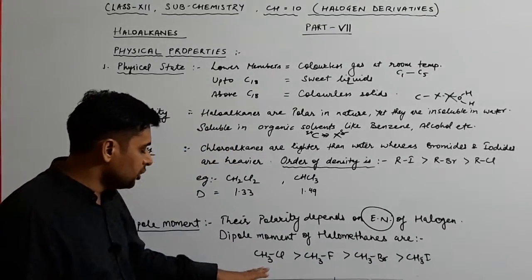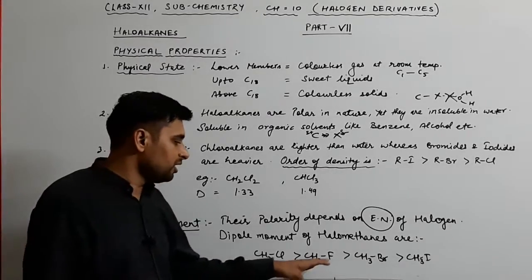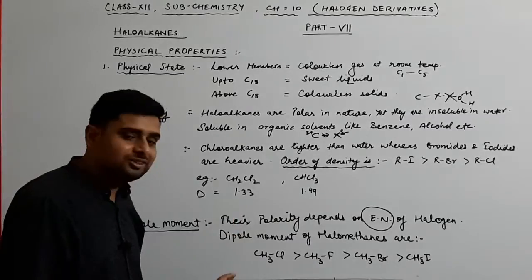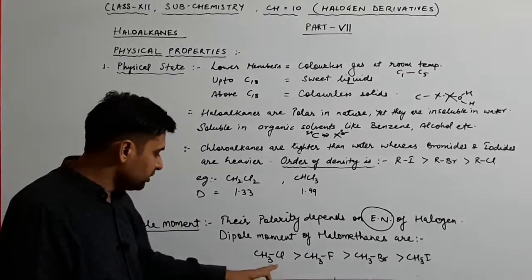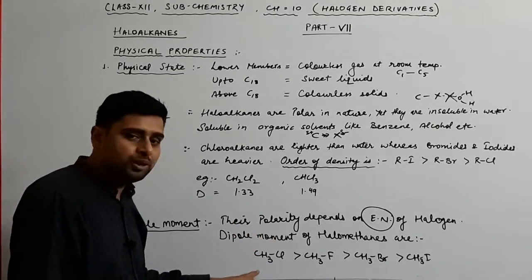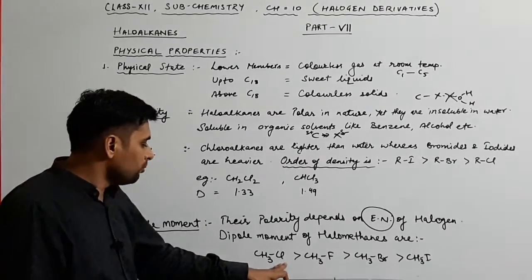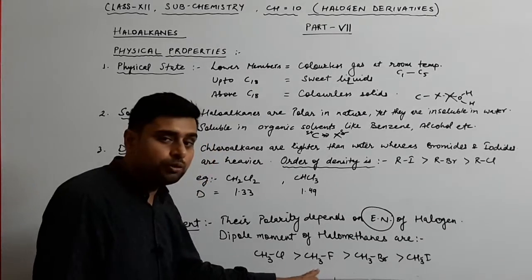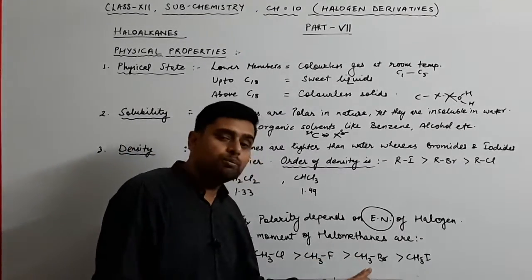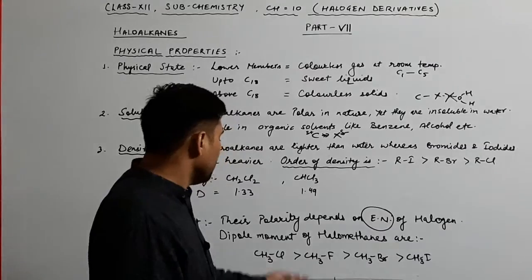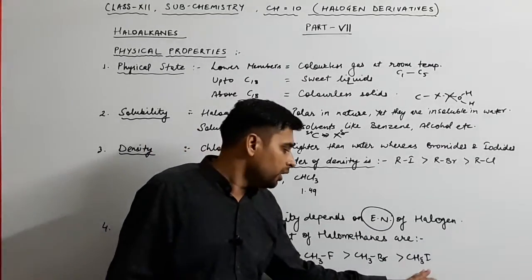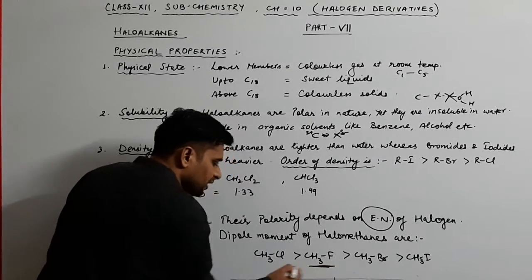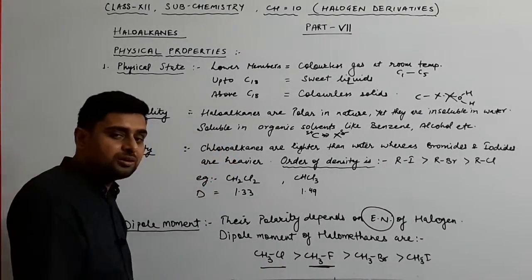You see here the example chloromethane, fluoromethane, bromomethane and iodomethane, and the dipole moment order is here. Chloromethane has a higher dipole moment than fluoromethane, and fluoromethane is higher than bromomethane, and bromomethane has a higher dipole moment than iodomethane. Why? Fluoromethane has a lower dipole moment than chloromethane.